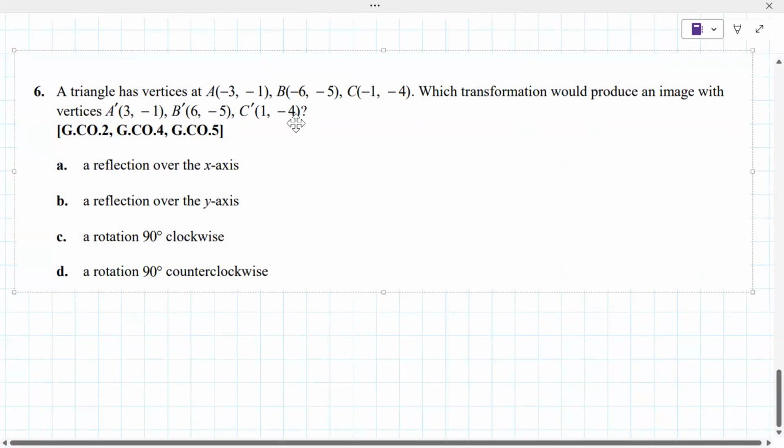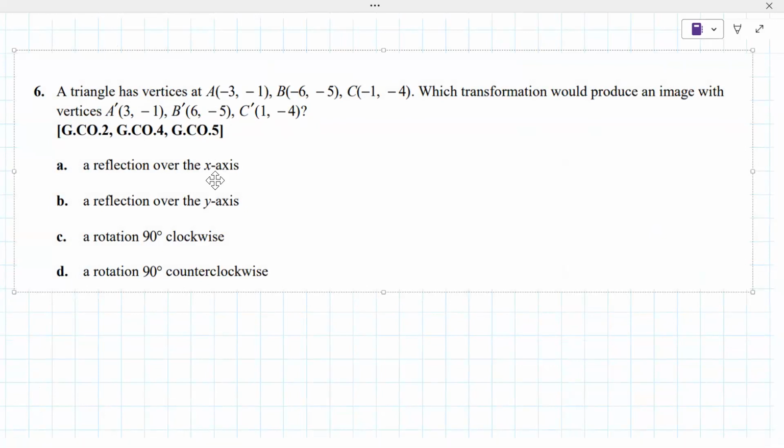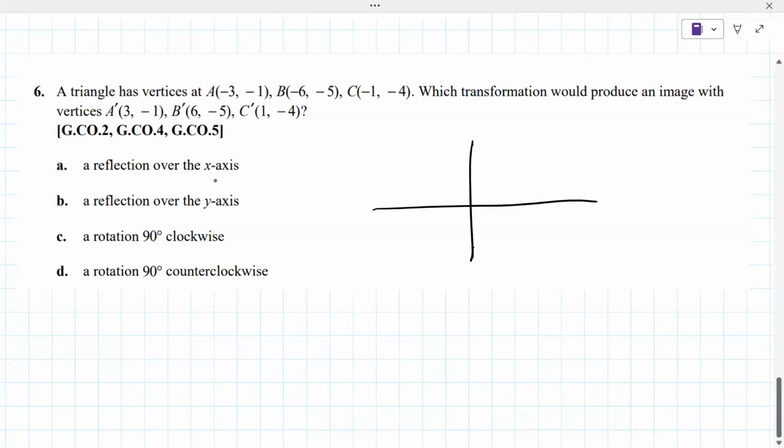Same with B and B prime. Oh, it might help you to determine what the transformation is. Would it be a reflection of the y-axis? No, x-axis. Well, it's one of them. Which one and why? Because the y doesn't change, it should be the y-axis.